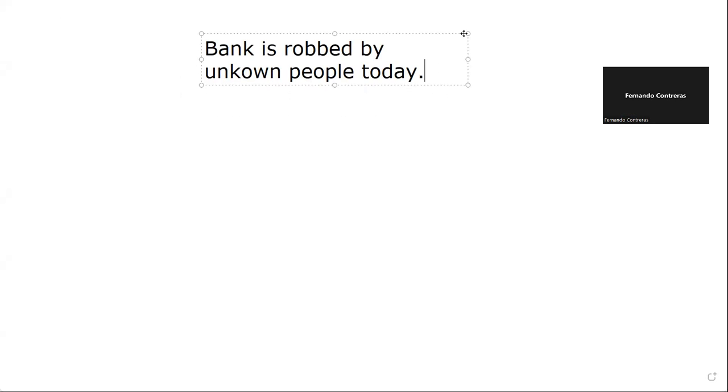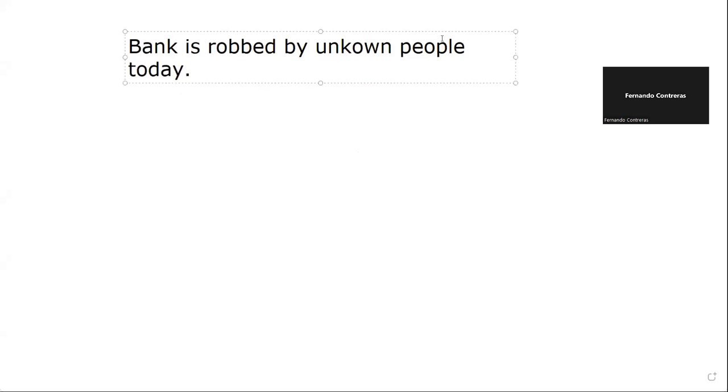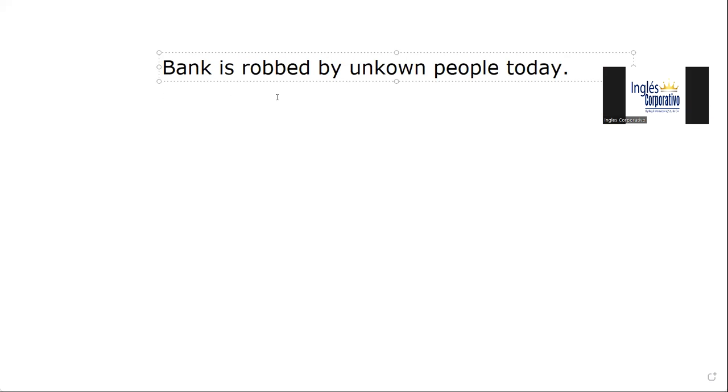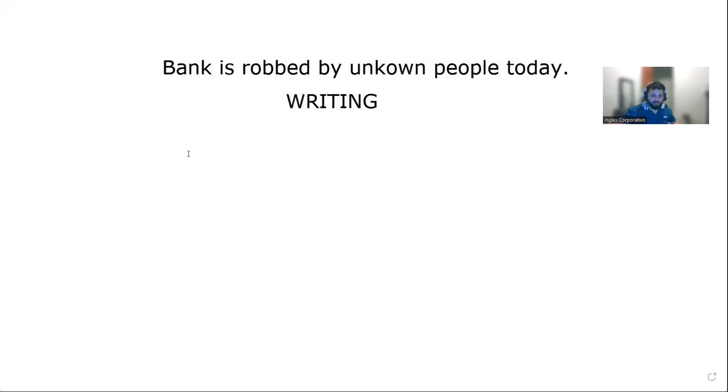Bank is robbed by unknown people today. My question to you, and to everybody, is do you talk like this when you're speaking in real life, yes or no? No, right? We don't talk like this. This is used in writing most of the time, right? Like professional writing, like an article or a newspaper, okay?